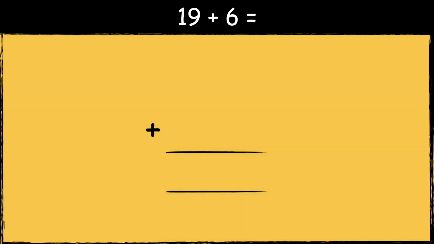Here's another example. 19 add 6. Remember to line your numbers up correctly. The number 19 has 1 10 and 9 ones. The number 6 has 6 ones. So now we're ready to add the digits in each column.